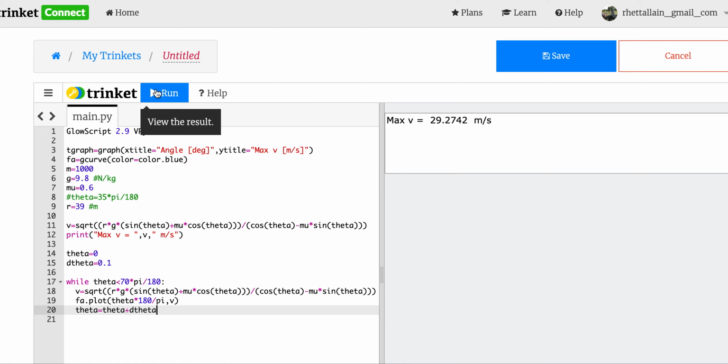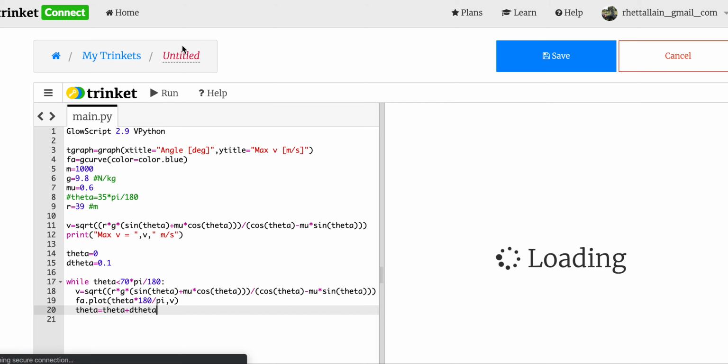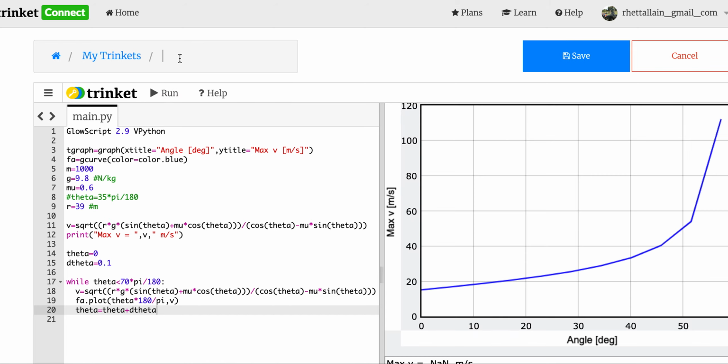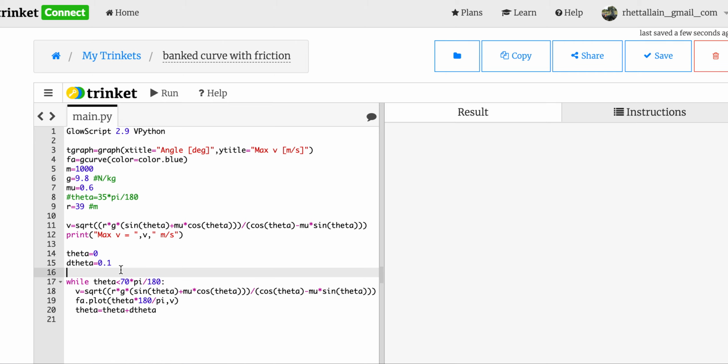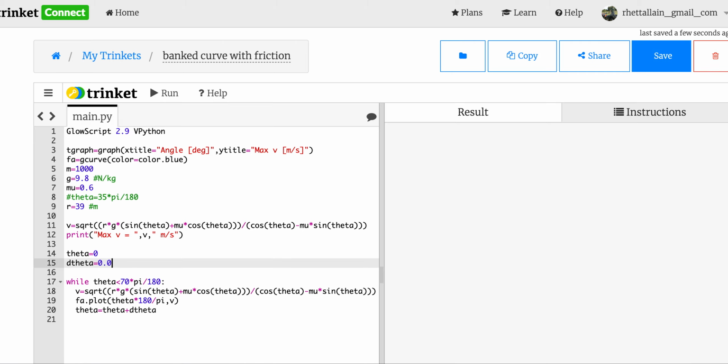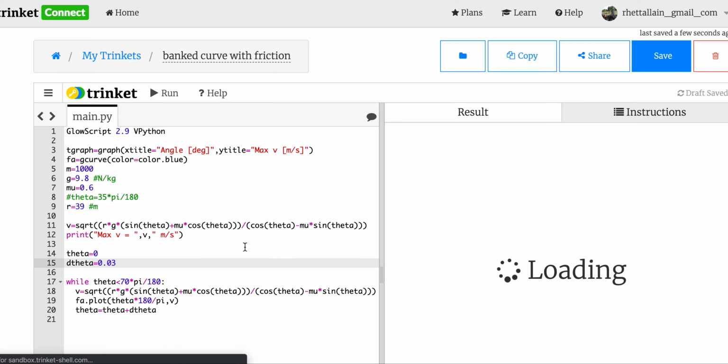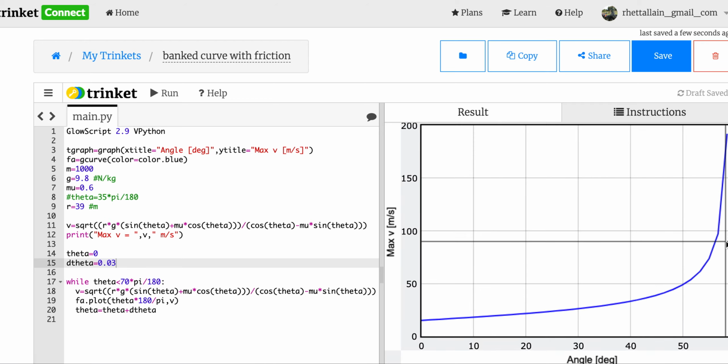Okay, so let's see what this looks like. Oh, it worked. Okay, actually, let's change the name. Banked curve with friction, because I'm going to share that with you because I like you guys. It looks a little jagged. Let's change this to 0.03. It's still jagged right there. It's weird.